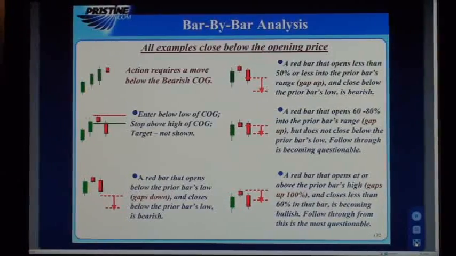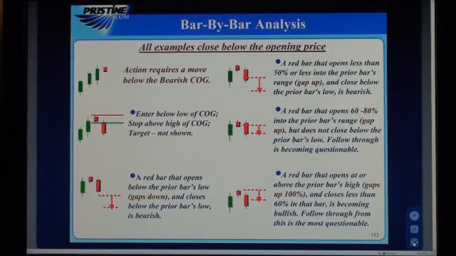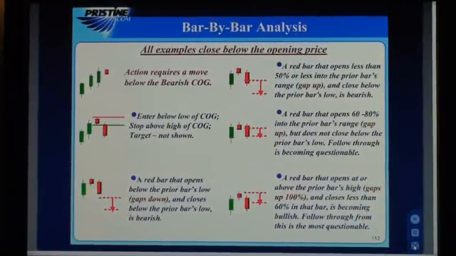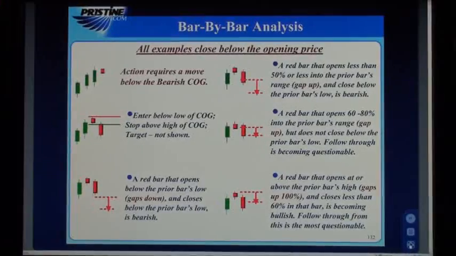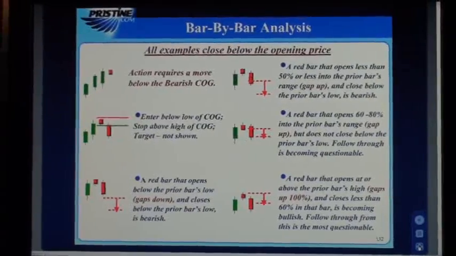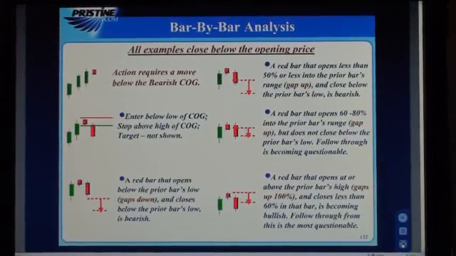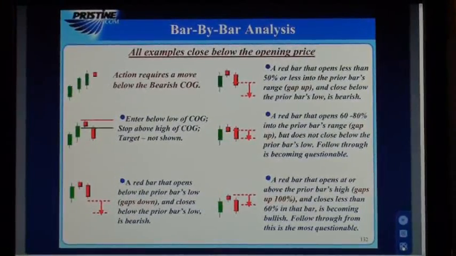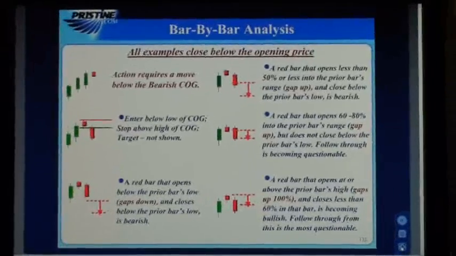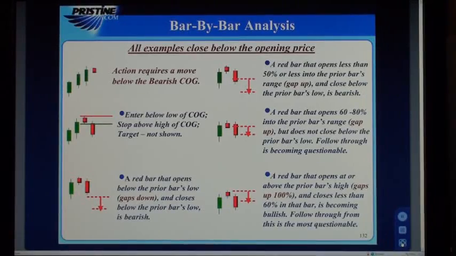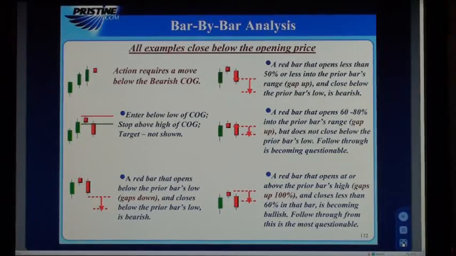In our middle right, we have a bar that opens 60 to 80% into the prior bar's range, or a gap up, but does not close below the prior bar's low. While it closes below its opening price, the gap up and the failure to take out the prior bar's low tells us that this setup is becoming questionable. We'll have to wait for the next bar to form to see what it tells us. Ideally, we'll have follow-through where it breaks down under the current bar and the prior bar and closes below its opening price, pushing lower.